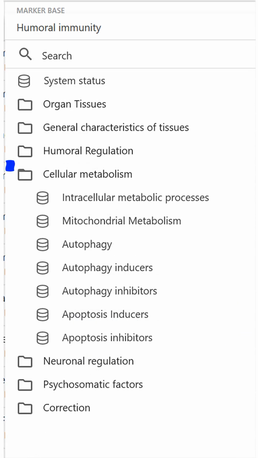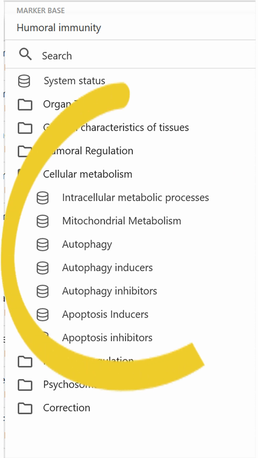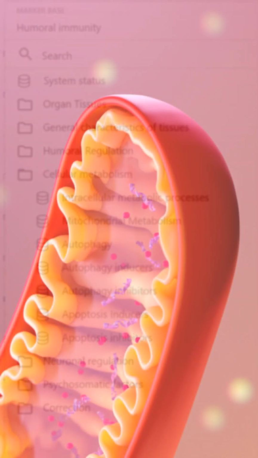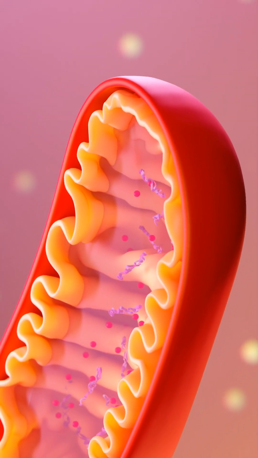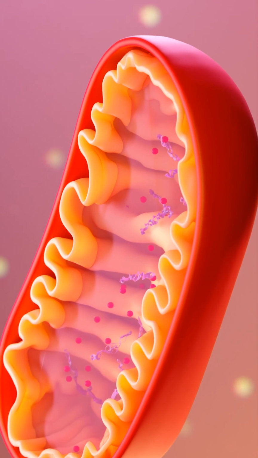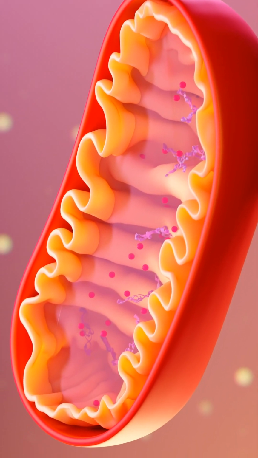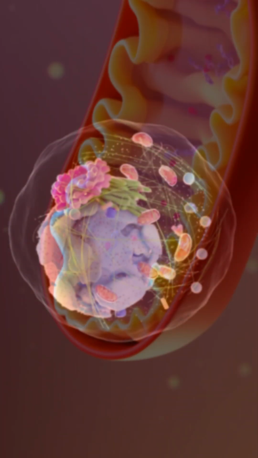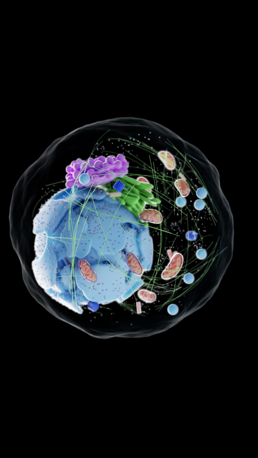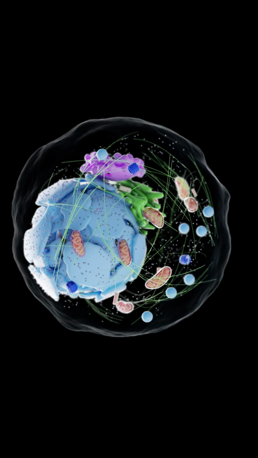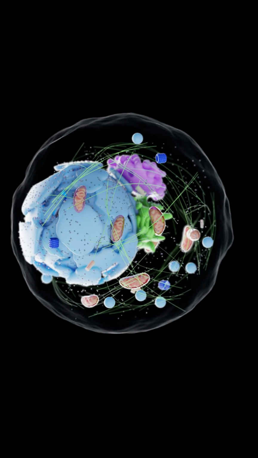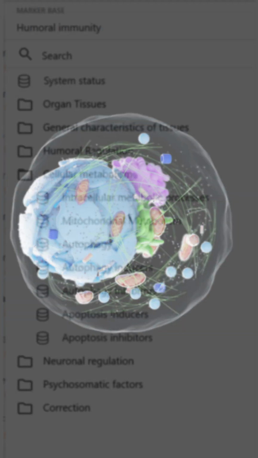The folder Cellular Metabolism contains databases of markers that enable us to evaluate intracellular metabolic processes. A vital characteristic of any tissue metabolism is the activity of mitochondria, which produce the primary energy substance, the ATP molecule. With pathologies and aging of the body, the number of mitochondria and their activity in cells decreases. The amount of ATP produced also decreases.